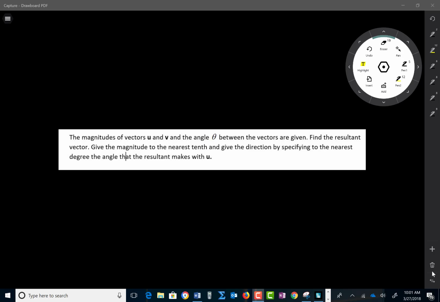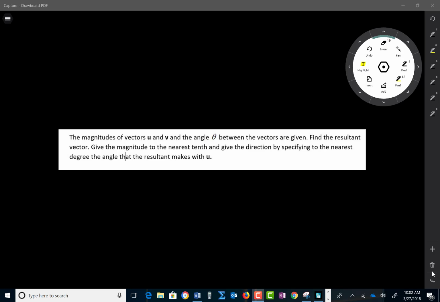So let's do a little bit of explanation about how these vectors work. I want to make sure that you understand that. In this problem it says the magnitude of vectors u and v and the angle theta between the vectors are given. Find the resultant, and the resultant means the addition of the two vectors. Give the magnitude to the nearest tenth and give the direction by specifying to the nearest degree the angle that the resultant makes with u.